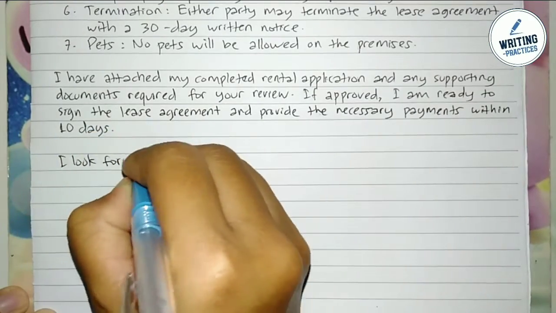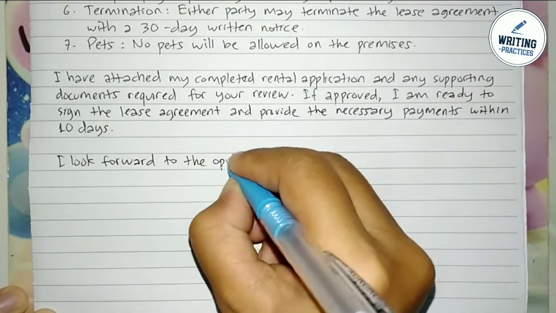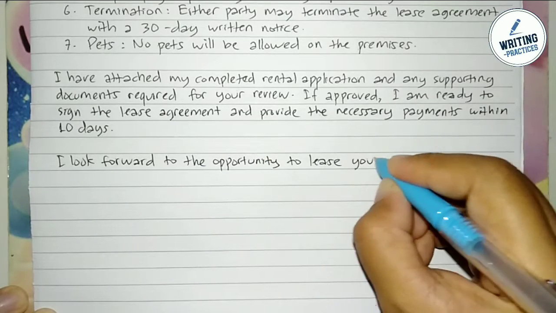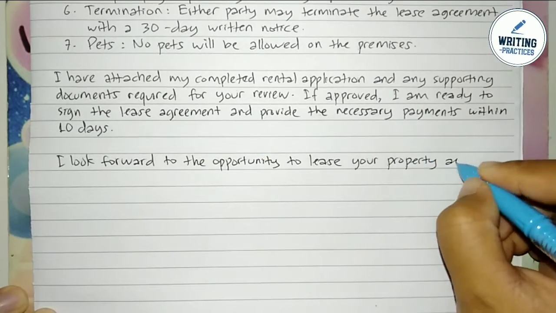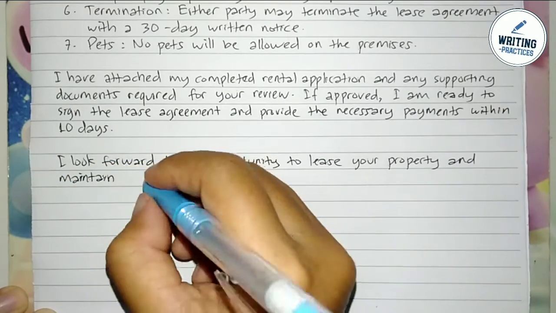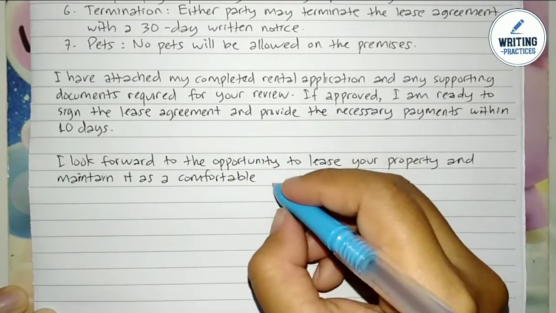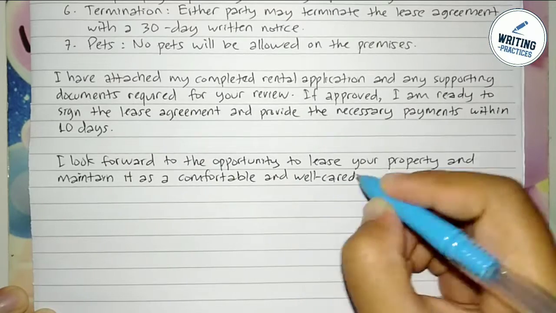In the 4th paragraph, this is where you write a closing statement and contact offer. It is highly recommended that you express enthusiasm for leasing the property. And you may write something like, I look forward to the opportunity to lease your property, and maintain it as a comfortable and well cared for home.